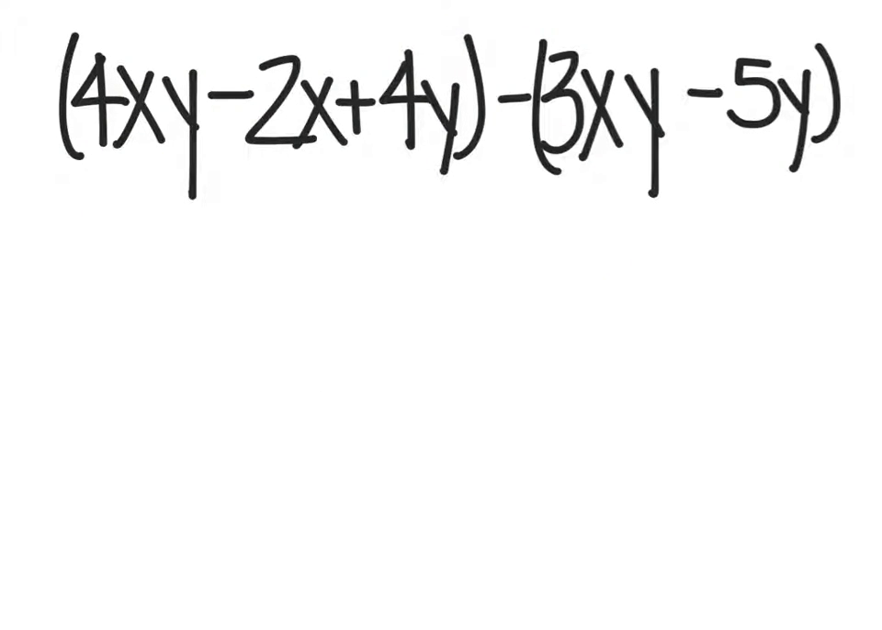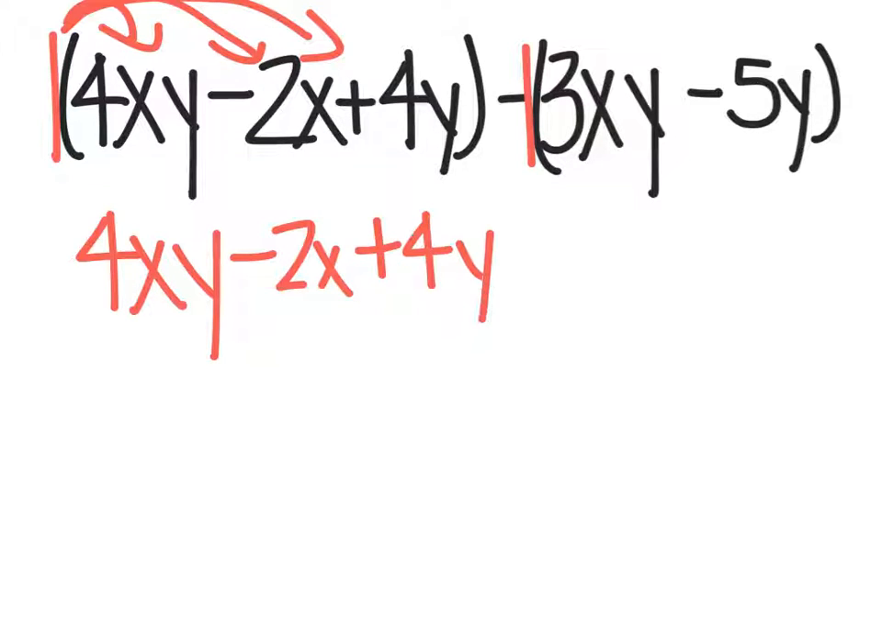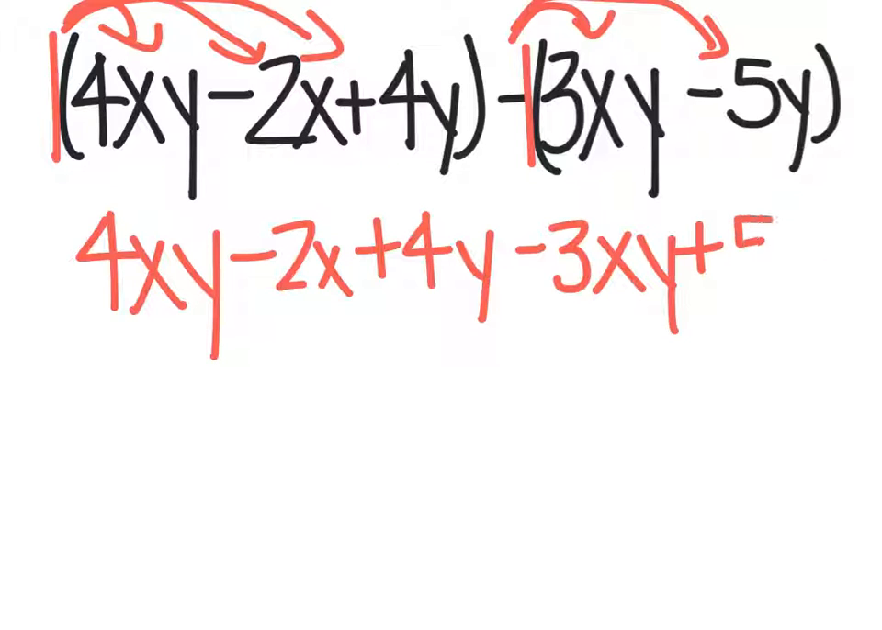So this one has a little bit more to it because it's got more variables, but I want you to see that it doesn't change how we do the problem. So again, I'm going to put a 1 in front of my parentheses because there's nothing there. So 1 times 4xy would be 4xy. 1 times negative 2x would be negative 2x, and 1 times 4y would be 4y. Then if I start distributing my negative 1, well, negative 1 times 3xy would be negative 3xy. And then negative 1 times negative 5y is positive 5y.